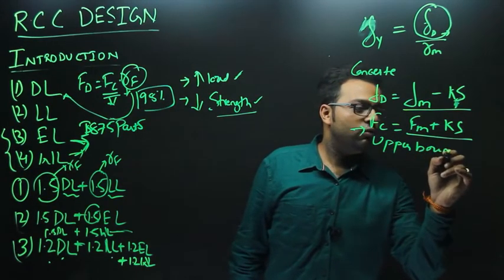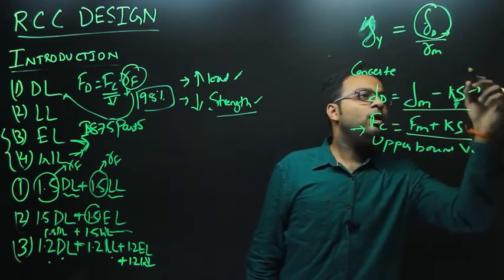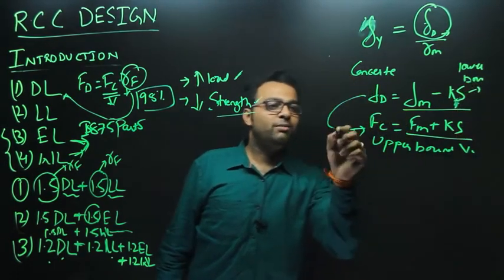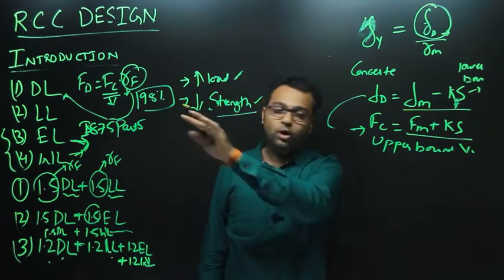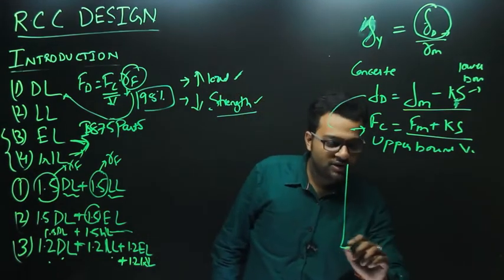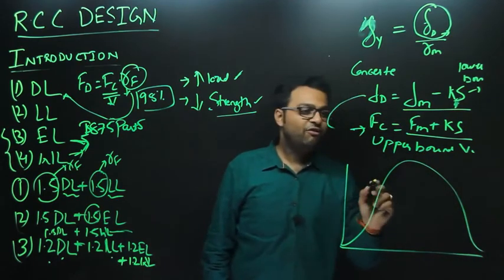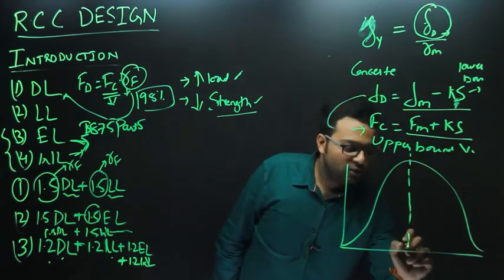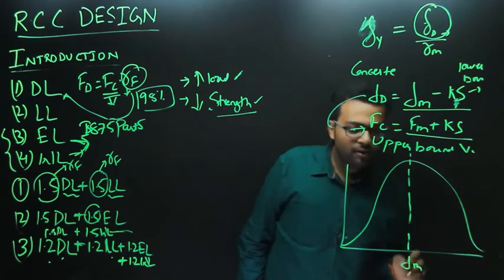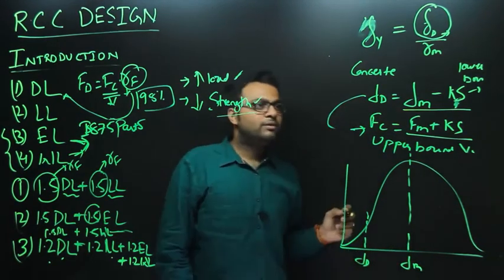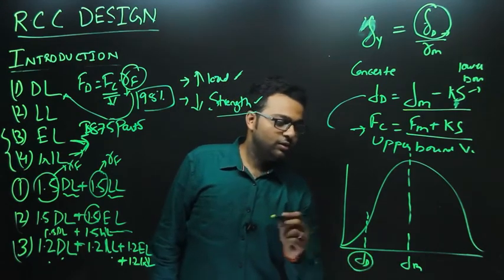Upper bound value. And this is called lower bound. If I draw a similar curve, the bell curve which we drew for the load, the similar curve will be something like this. Again, the same curve. This will be my Fm, and this will again be my Fc. This is my characteristic load.